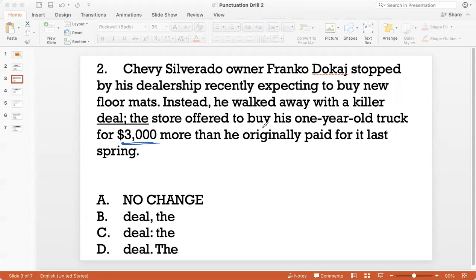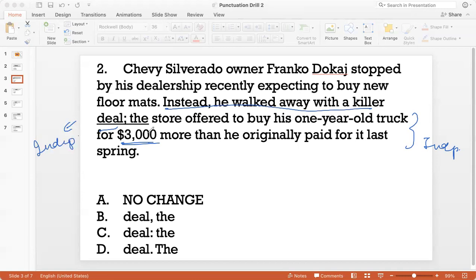Now, if you look at the punctuation here, I have a semicolon here. And technically a semicolon can work here, right? Because if I say instead he walked away with the killer deal, that is an independent sentence. And the store offered to buy his 1-year-old truck, that is also an independent sentence. So both independent sentences can be joined with a semicolon.